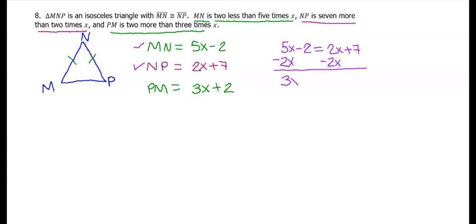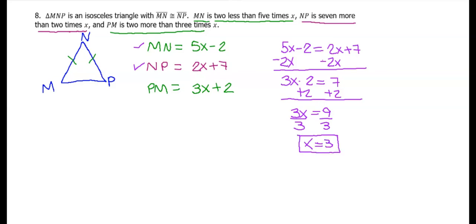And I get 3x minus 2 equals 7. Let's go add the 2 to the other side. 3x equals 9. Divide by 3. And then x equals 3. And again, this was part of the directions that said first find x and then go find the missing side.